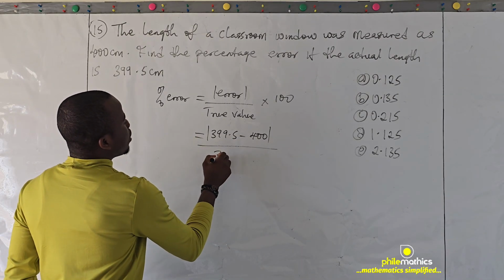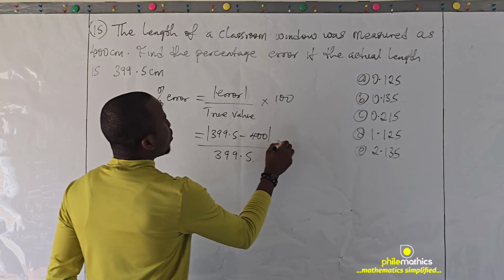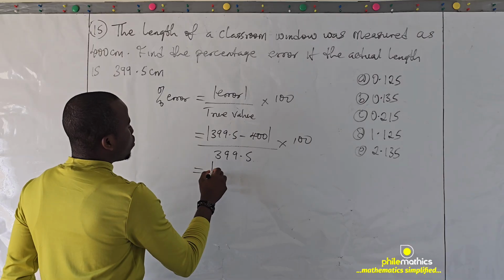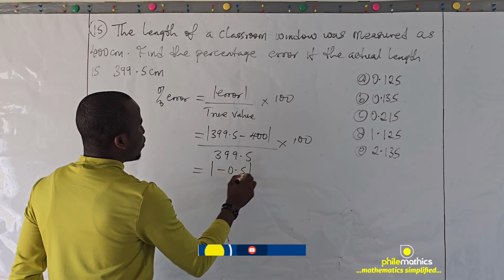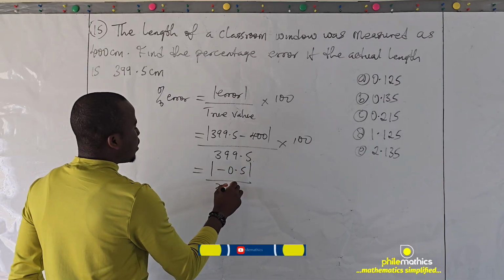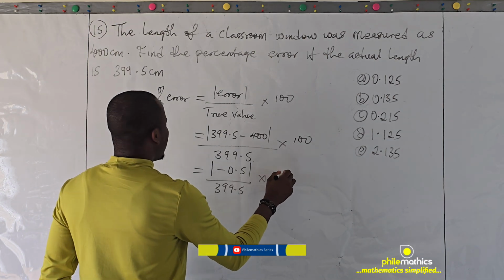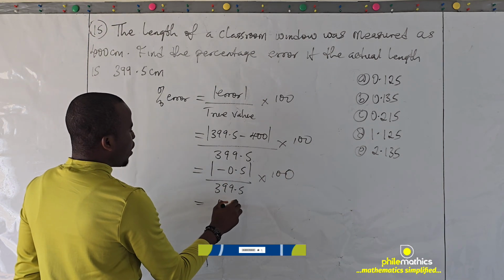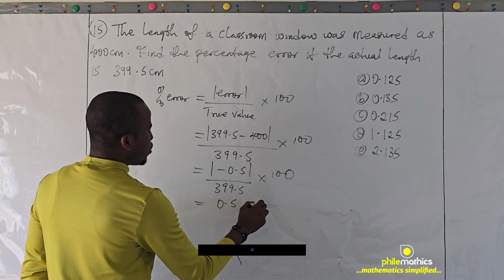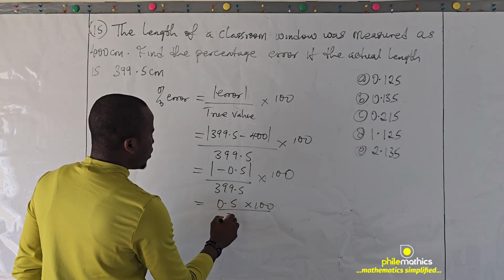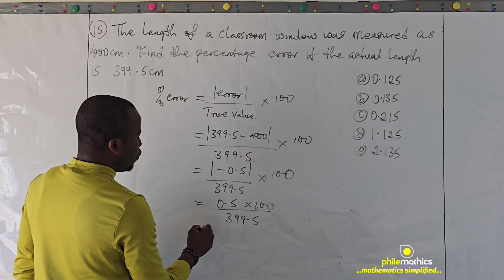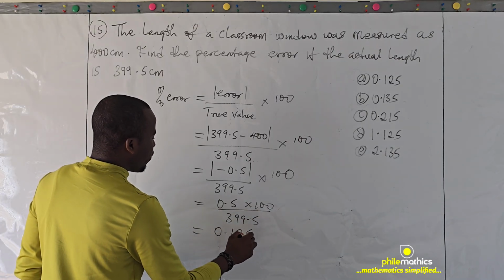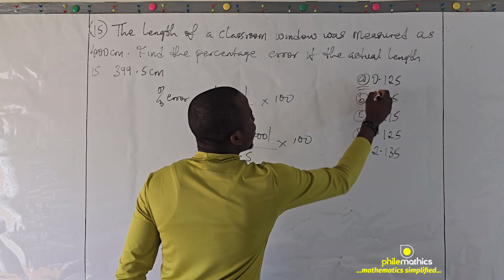The true value is 399.5, times 100. If we subtract, this is the absolute value of minus 0.5 over 399.5 times 100. And so this is simply 0.5 times 100 over 399.5. If you compute this in your calculator, you will get 0.125. And that is simply A.